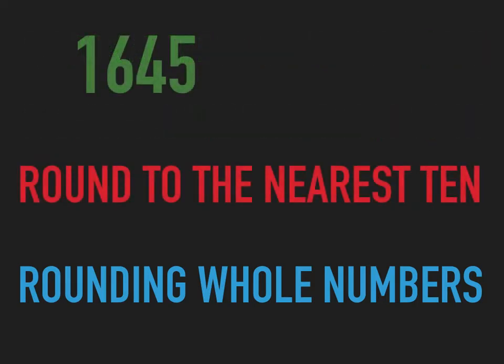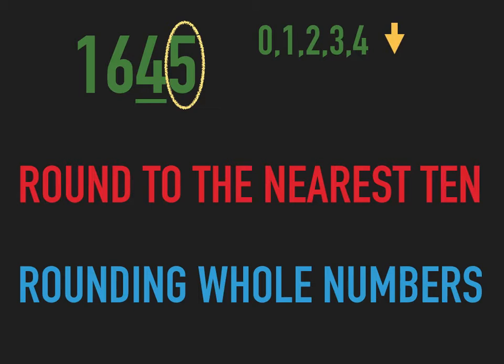So let's take a look. Let's round this to the nearest 10. Because it's nearest 10, I'm going to underline the 10 to let me know that this is the number that I'm really worried about. And what I do then is I evaluate the number to the right. So this number to the right is a 5. Now, if it's 0, 1, 2, 3, or 4, we say that's rounding down. And if it's 5, 6, 7, 8, or 9, we say that's rounding up.